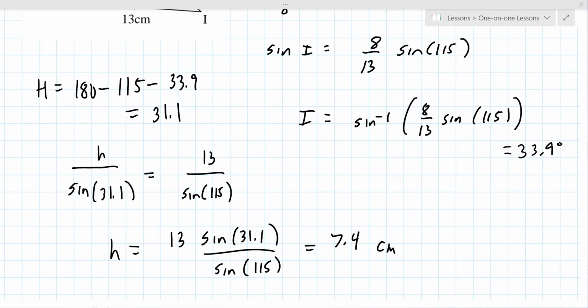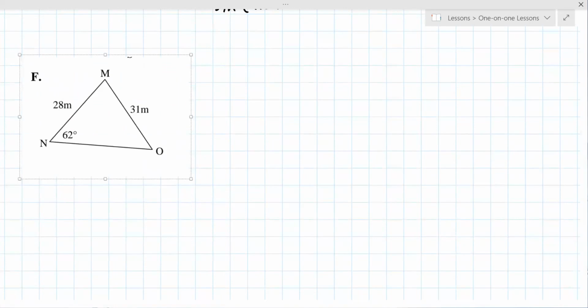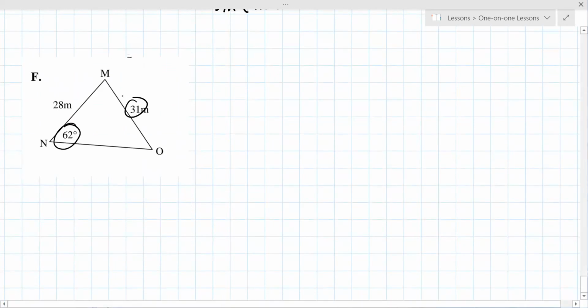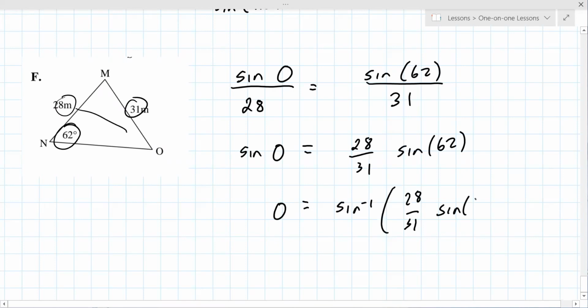One more though, we've got letter F. Again, you don't have two angles, so you've got to use this angle-side pair, and you're forced to find O because you have this side, but you don't have that angle. Sine big O over 28 equals sine 62 over 31. So sine O equals 28 over 31 sine 62. So O is equal to the sine inverse of 28 over 31 sine 62, and that ends up being, according to the solution sheet, 52.9 degrees.